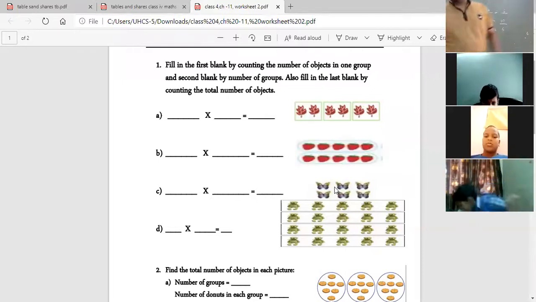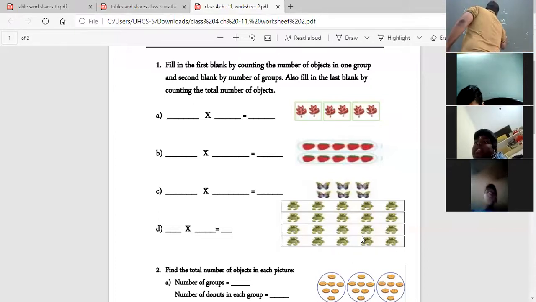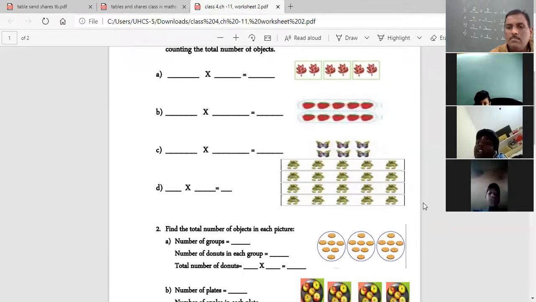5 fours are 20, sir. 5 tortoises, each group has 2 tens, which is 20. 5 fours are 20, sir. Last question is 5 fours are 20.